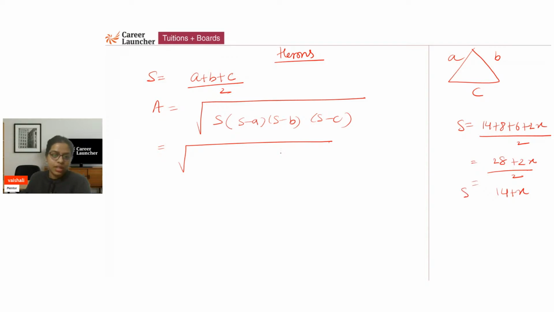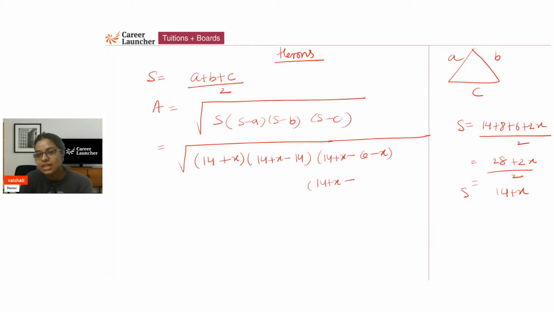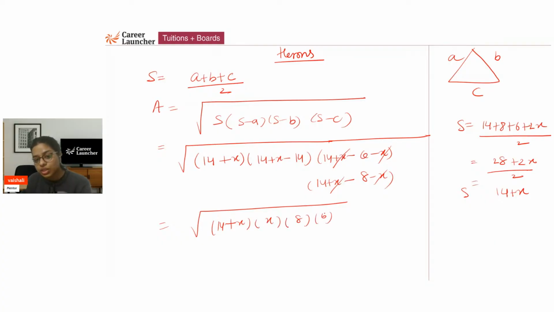or 14 plus x is the value of S. Now I'm going to substitute the same S here, which is 14 plus x. So 14 plus x minus 14, 14 plus x minus, what is the other? 8. 6 minus x and 14 plus x minus 8 minus x. So I am substituting the value of ABC जैसे जैसे हम देख रहे हैं. So I can cancel out the value of x, and what I'm having is 14 plus x into x. 14 minus ये तो चलो ये हो जाएगा मेरे पास.